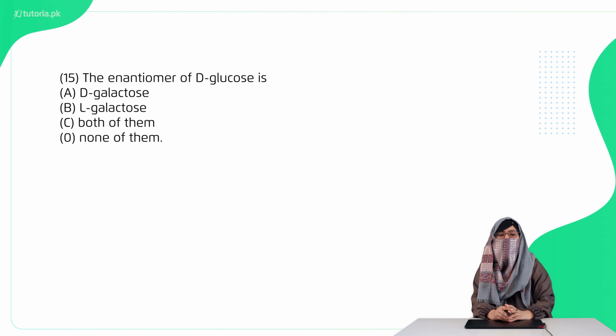Question 15 है the enantiomer of D-glucose is option A D-galactose, option B L-galactose, option C both of them, option D none of them. तो right option है option D none of them.